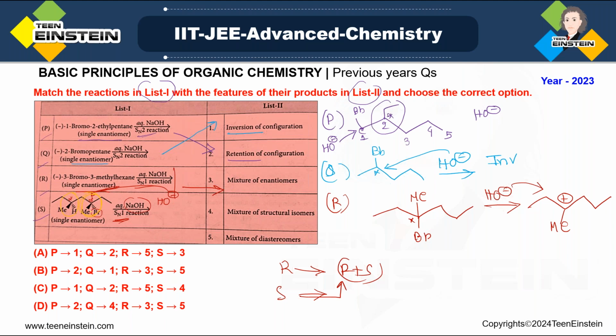Then there will be formation of diastereomers. So that is why we will now get a mixture of diastereomers. So it is matching with 5. Now here it is matching with option B.